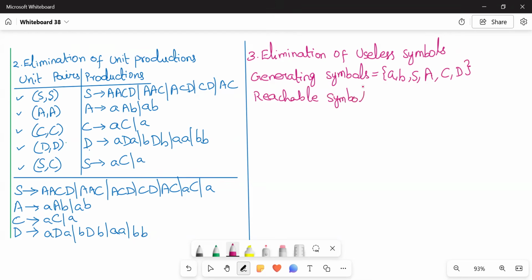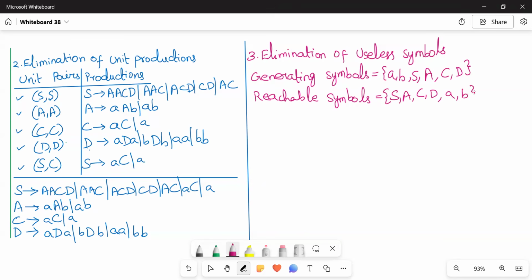Now we have to find all the reachable symbols. So to find reachable symbols, the basis condition is that the start symbol of the grammar is always reachable. So yes, S is always reachable. Then as per the inductive step, if the head of the production is reachable, we can say that all the symbols in the body of the productions are also reachable. So we can write A, C, D are reachable. Then the terminal A is also reachable. Then since A is reachable, we can say that the terminal B is also reachable.